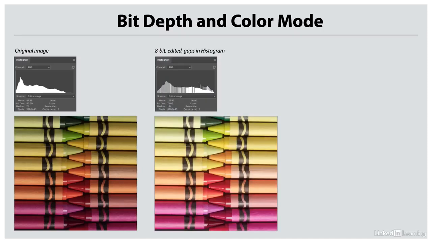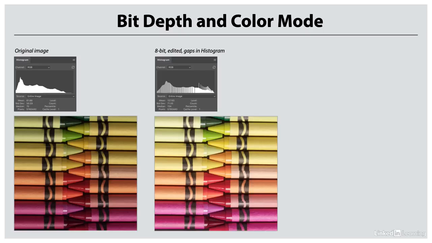If I'm working with an 8-bit file and I need to make a big change to it, for example, I need to lighten up the image significantly, then we'll get these gaps in the histogram. And these gaps represent areas in the image where there are no longer color values.